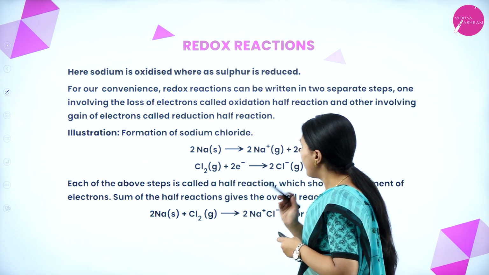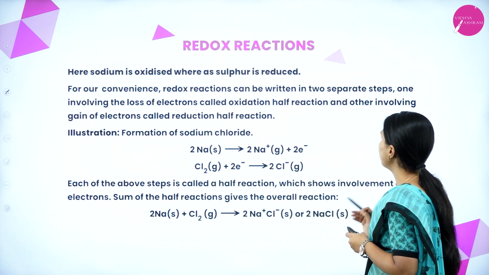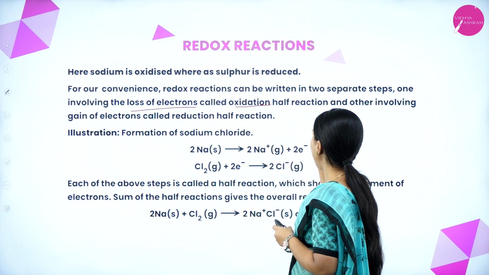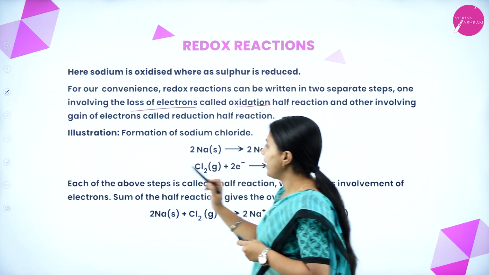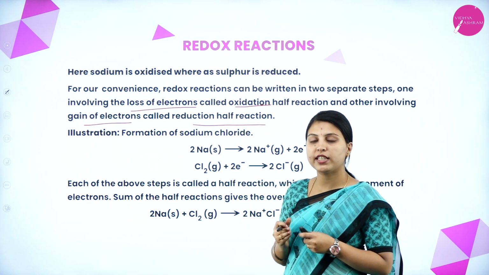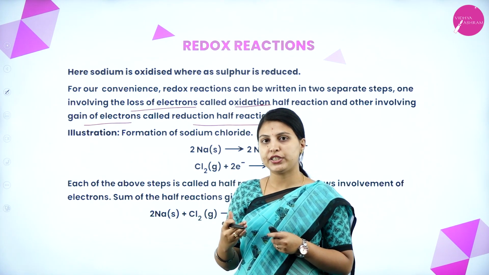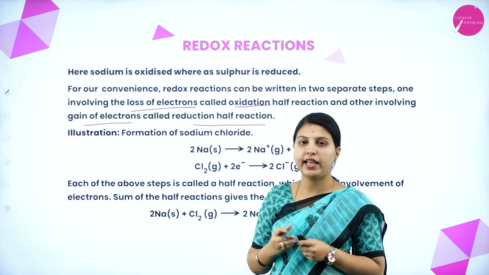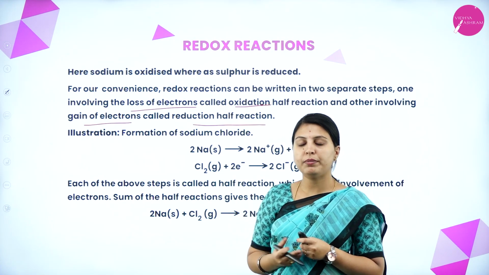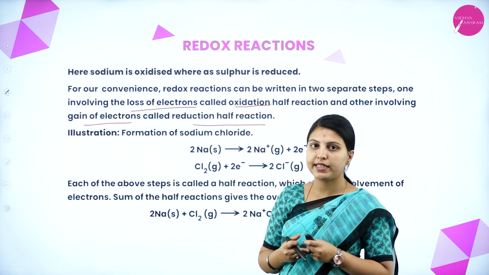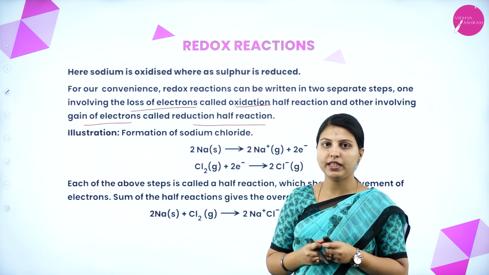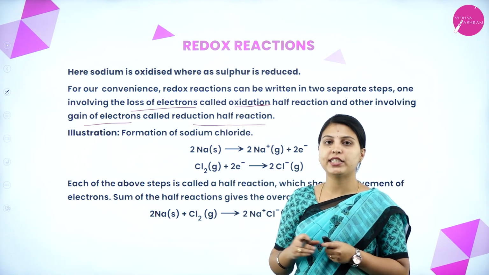For our convenience, redox reactions can be written in 2 separate steps: one involving loss of electrons, called the oxidation half reaction, and the other involving gain of electrons, called the reduction half reaction. Usually a redox reaction can be written as 2 reactions to help us understand the electron transfer mechanism. If loss of electrons happens, that is the oxidation half reaction, and if gain of electrons happens, that is the reduction half reaction. At the end, the overall net reaction will be written.